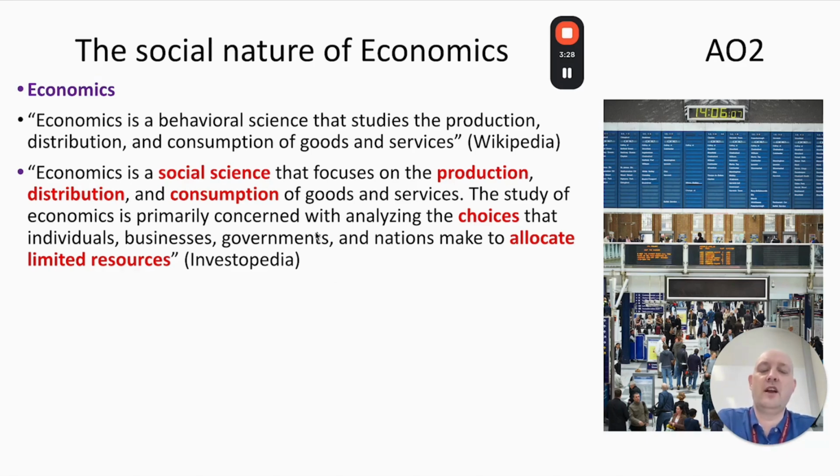In red, I've put the key things. It's a social science, which I'll define in a minute. We're talking about production, so businesses produce things, businesses and other entities distribute things, and consumers and other businesses consume goods and services. We'll define those later, but goods and services are basically things that we can buy. It's concerned with analysing choice and allocating limited resources. In the next video, we'll look at what allocating limited resources means. And it's all about making the best choice.